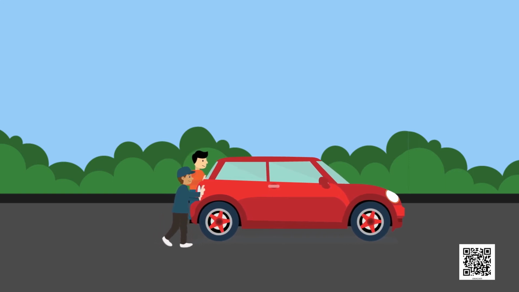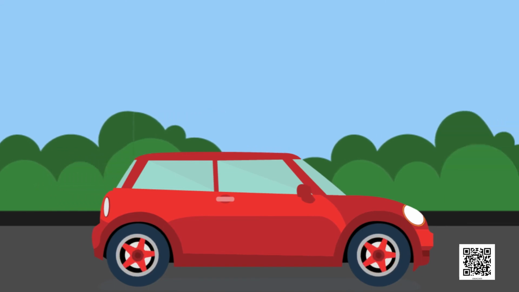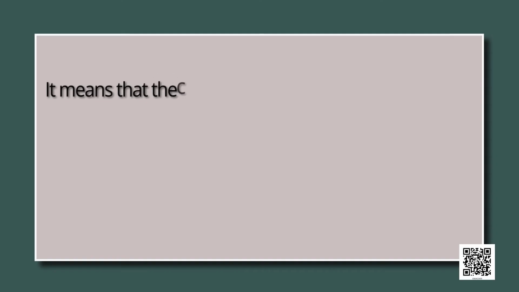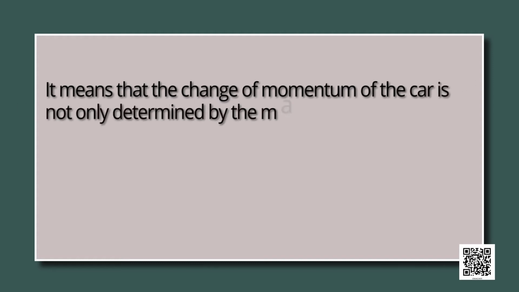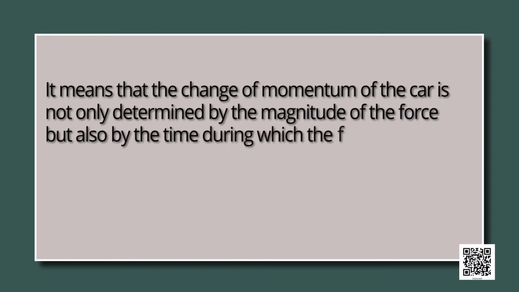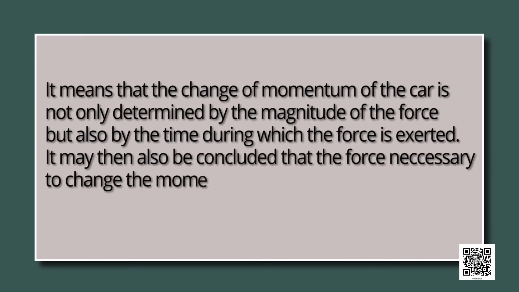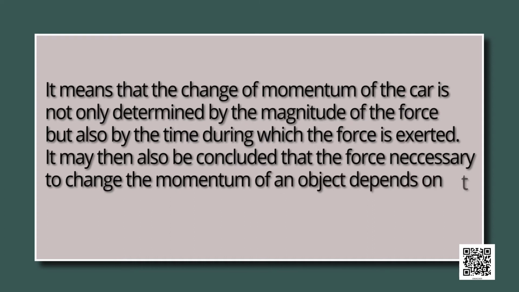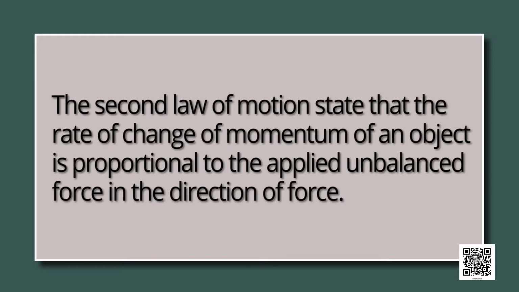A continuous push over some time results in a gradual acceleration of the car to this speed. It means that the change of momentum of the car is not only determined by the magnitude of force but also by the time during which the force is exerted. It may then also be concluded that the force necessary to change the momentum of an object depends on the time rate at which momentum is changing. This is what the second law of motion is.